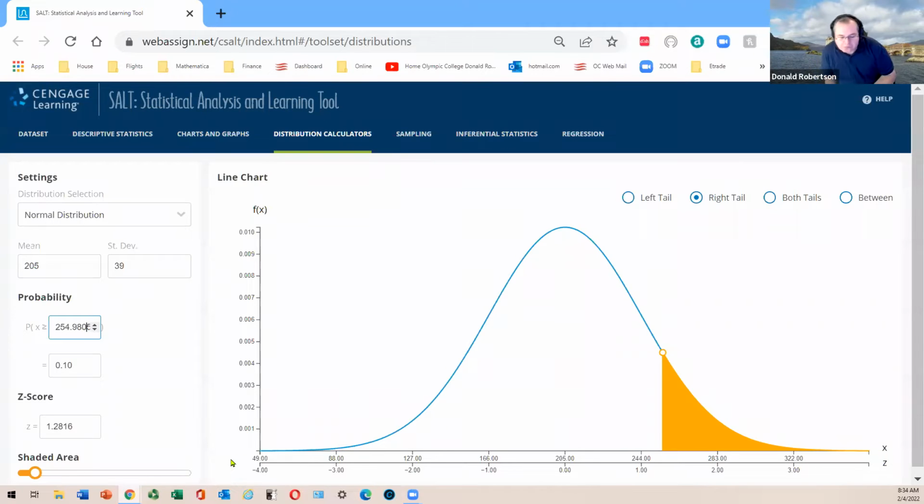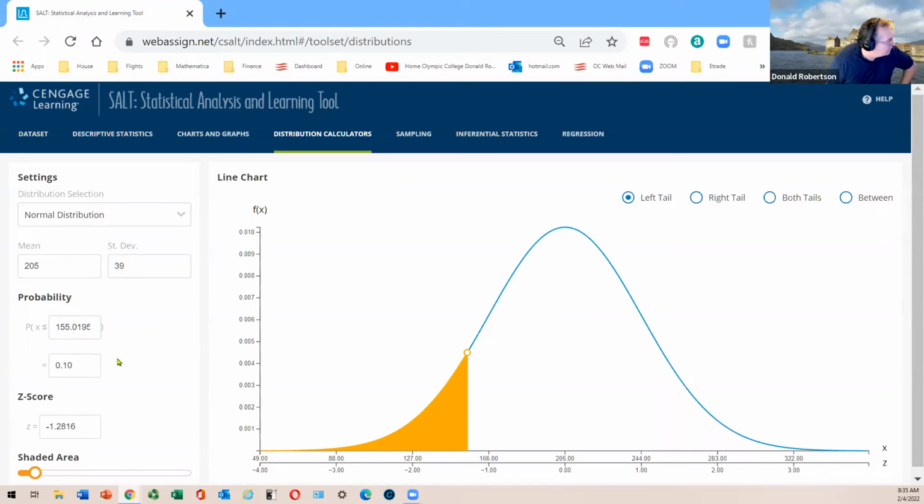Now, maybe at the other end, you're interested in really low cholesterol level, right? That could be a very bad thing as well. And maybe when you do the low one, you're going to do a left tail and you're going to say 10%. And anybody who has 155 or lower is considered to have a dangerously low cholesterol level. Do you see how this can work?